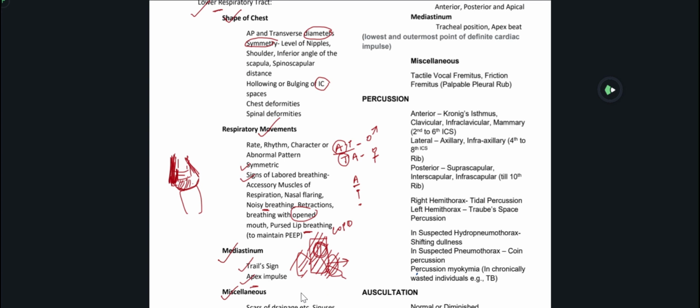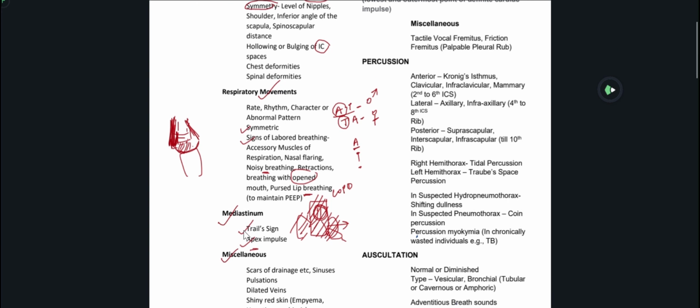Where is the heart normally? In the left fifth intercostal space, half a centimeter medial to the mid-clavicular line. This is where it has to be normally. But if it is in the sixth intercostal space or more than half a centimeter medial to the mid-clavicular line, that is suggestive of the mediastinum being deflected towards the left side. So that is about the mediastinum.